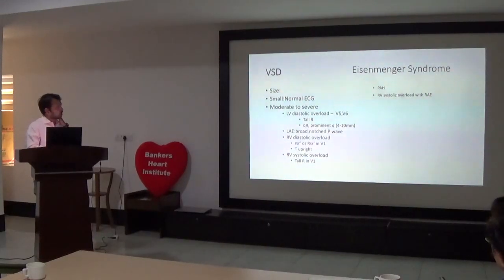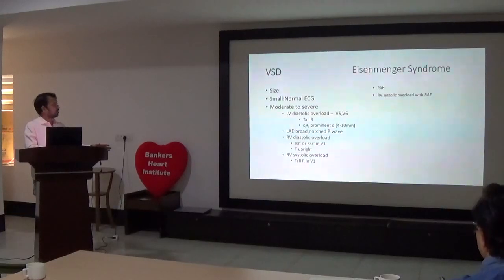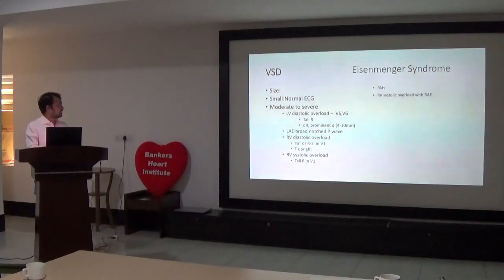Next, acyanotic congenital heart disease: ventricular septal defect. It can present with normal ECG in small VSD, but with moderate to severe VSD there is a diastolic overload pattern in V5 V6, that is tall R wave, QR pattern, prominent Q can be there in lateral leads, left axis deviation, broad notched P waves. RV diastolic overload can be there in the form of rSR pattern in V1 and upright P waves in V1. RV systolic overload, that is tall R wave in V1. When the condition is progressive, Eisenmenger syndrome, there can be PH and RV systolic overload with right axis deviation.